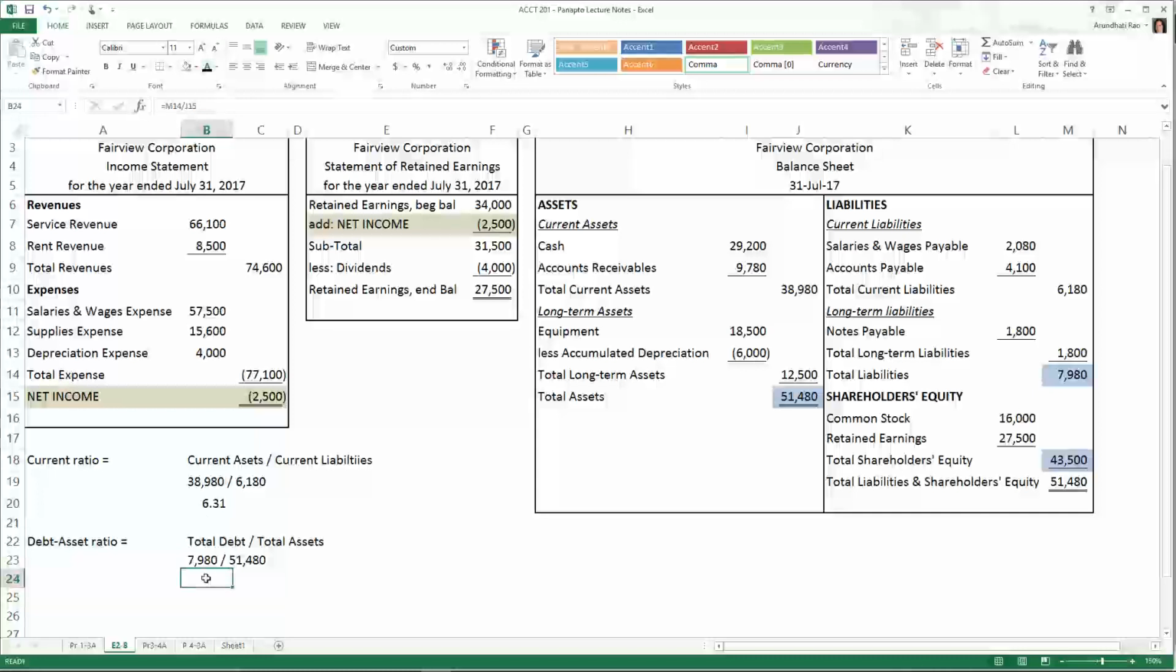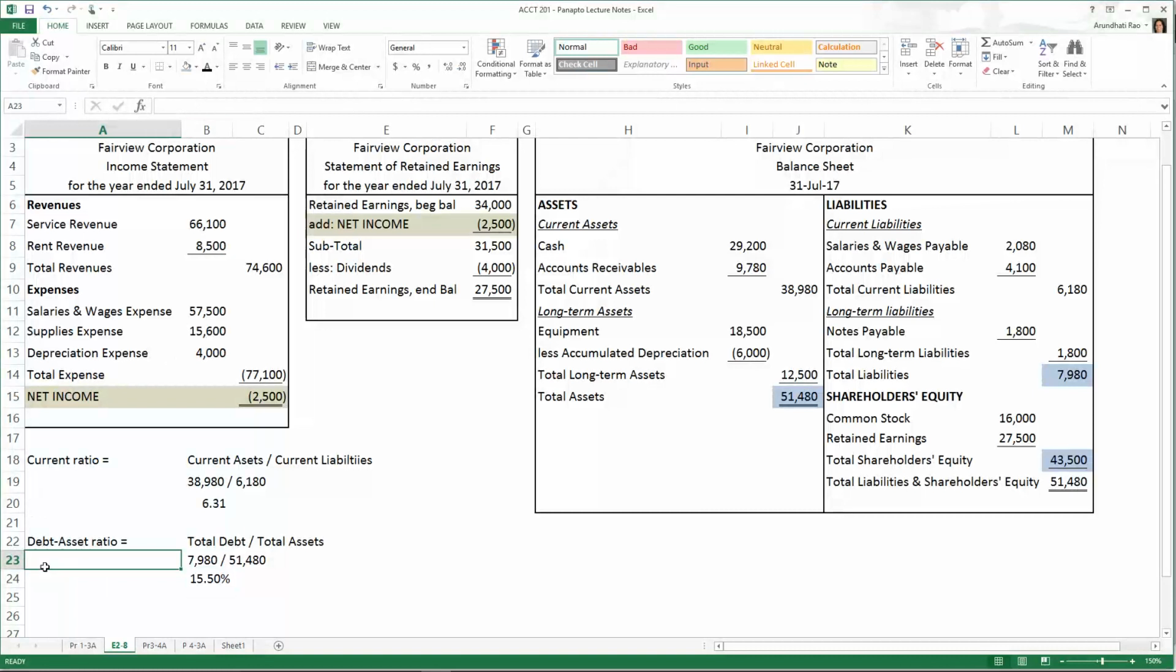And if you look at this number, you will see it's 15.5%. Basically saying 15% of your assets, those creditors have a claim to it. Not a bad number, actually quite a good number. A lot of firms will aim for 50-50. That's your liabilities and shareholders' equity should be 50-50.